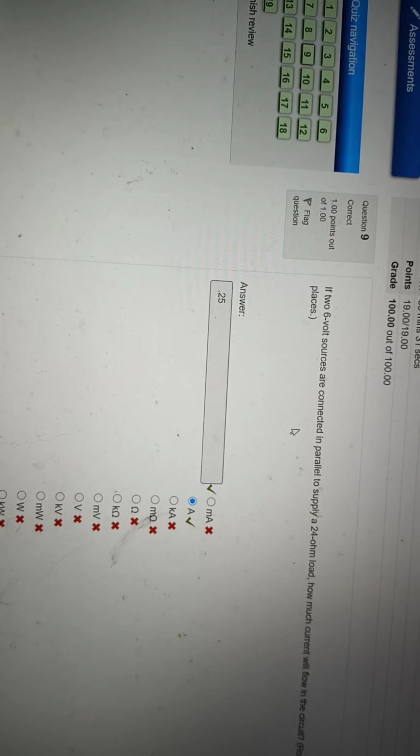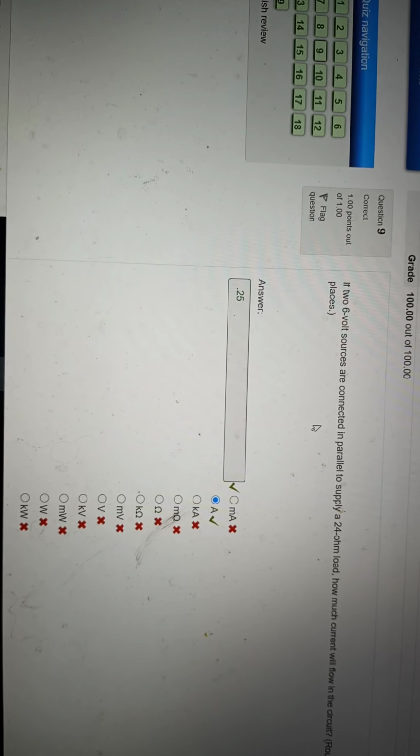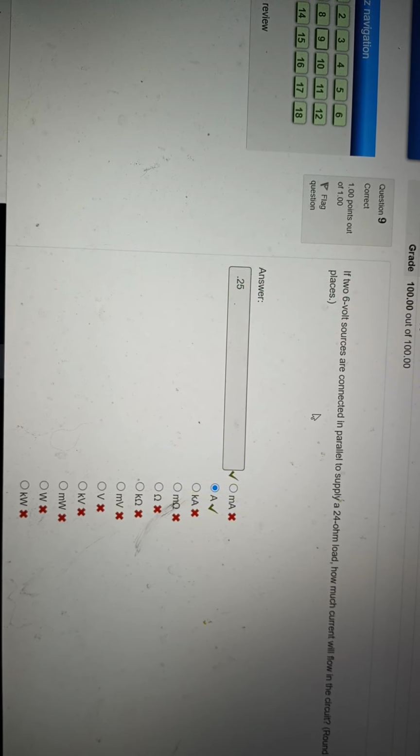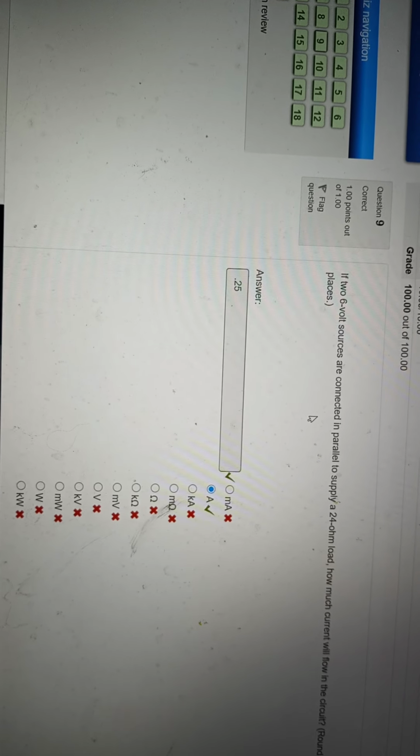If two 6-volt sources are connected in parallel to supply a 24 ohm load, how much current will flow in the circuit? Okay, so let's see here. It says 0.25 amps. So we've got two 6-volt sources connected in parallel. That means the capacity is going to increase, but the voltage is going to stay the same. And then you've got a 24 ohm load. Okay, so the resistance is 24 ohms.